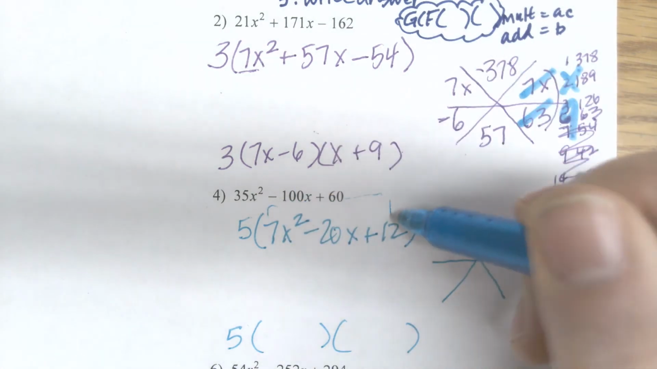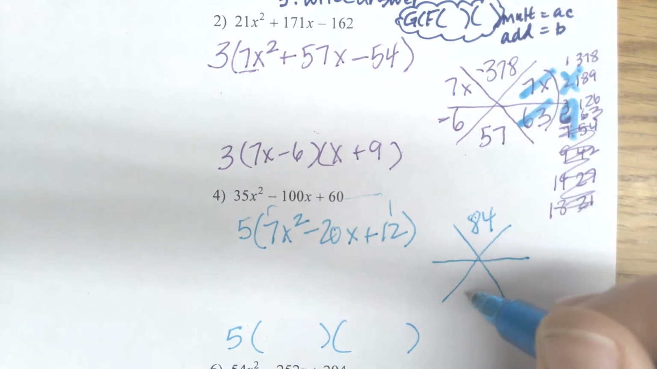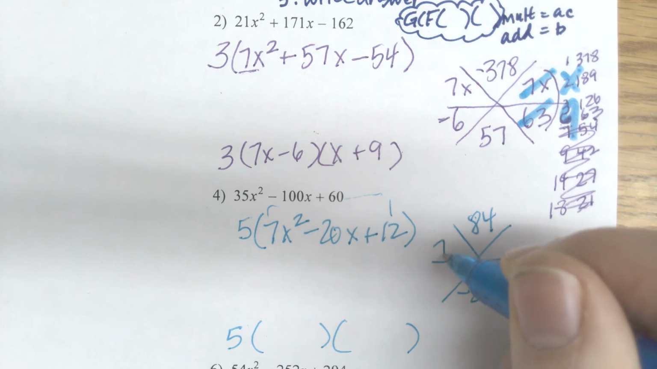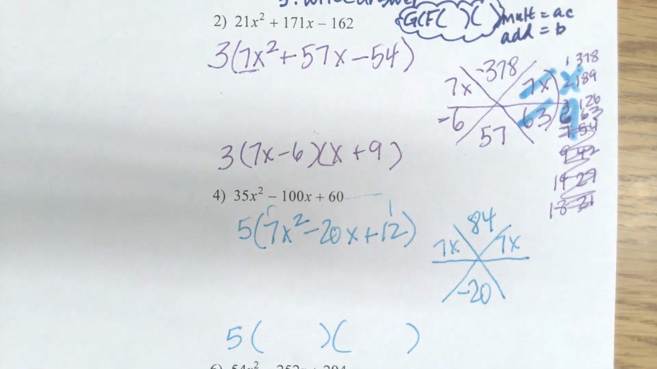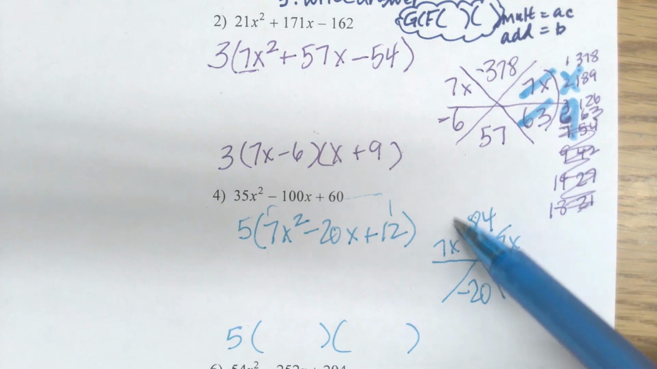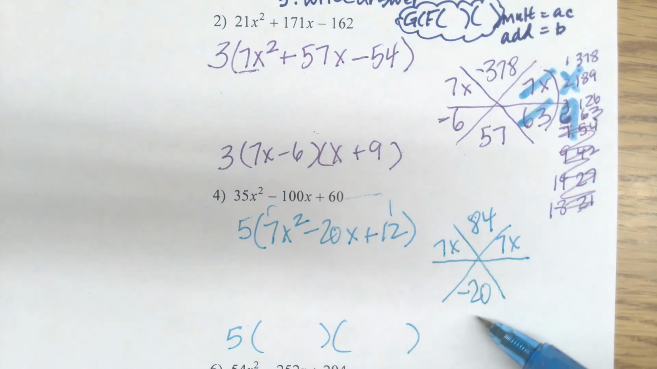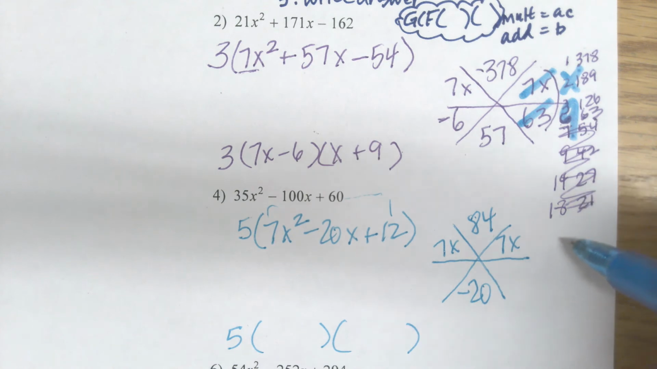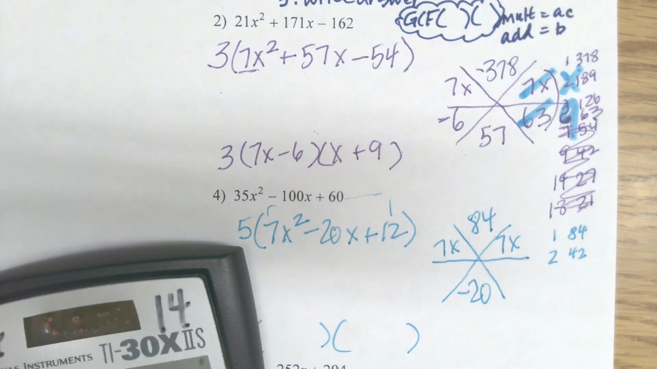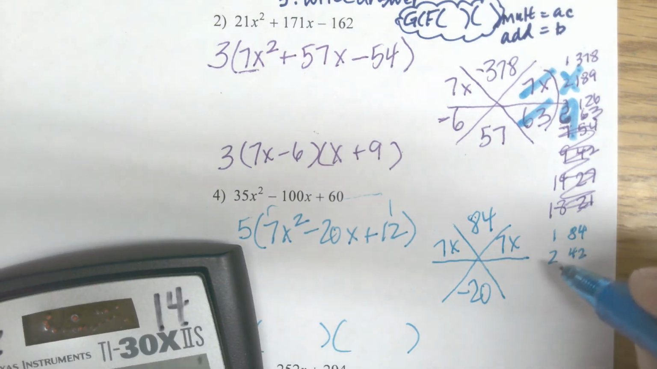Then I do front times last, 84, and negative 20, 7x, 7x. Two numbers that multiply to be 84, add to be negative 20. 1 and 84. 2 and 42. I don't know if 3. 3 and 28. 4 and 21.